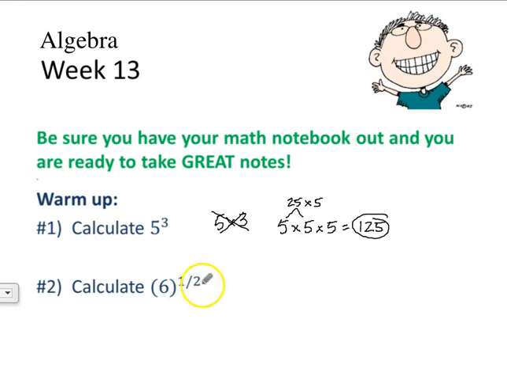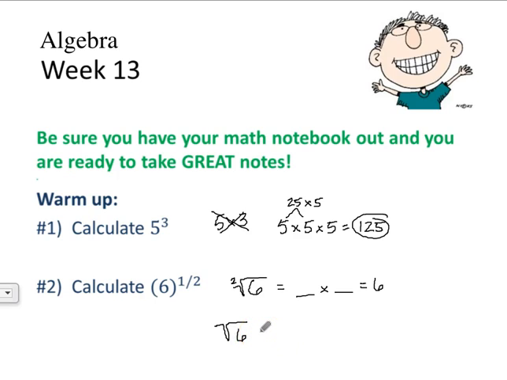So now we've gotten this second one, 6 to the 1/2. So we have a fraction as our exponent. So this is just a fancy way of saying that we want to take the square root of 6. So 6 to the 1/2 is the same thing as saying the square root of 6. And remember, when we're trying to find a square root of something, we're trying to find what number times itself would give us 6. And in this case, there isn't a whole number that, when we multiply it by itself, would give us 6.